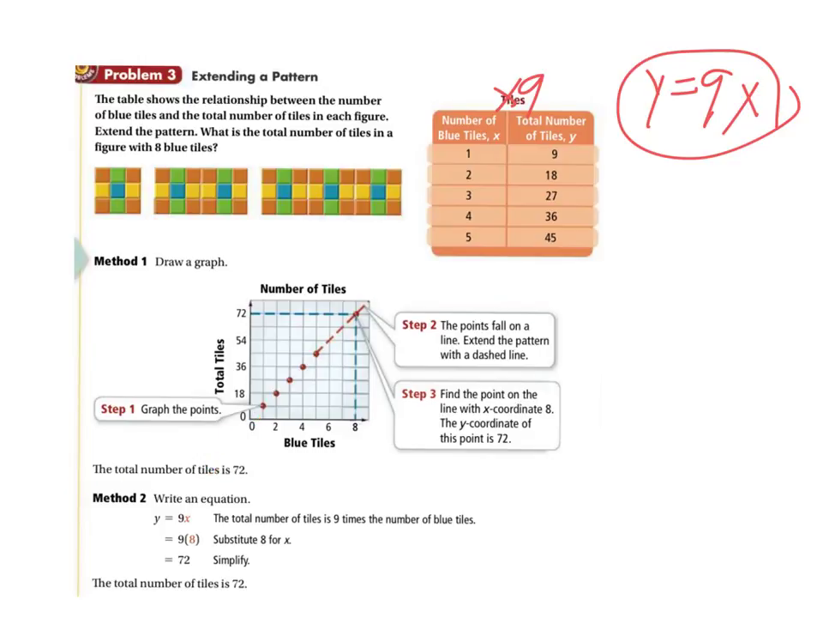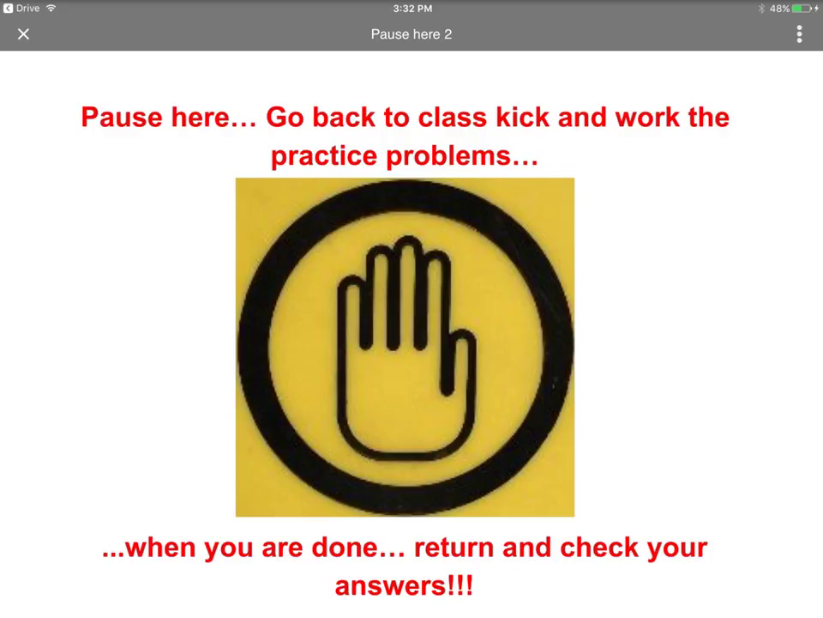Total number of tiles then. So if we extended that pattern all the way out, 8, technically times 9, is 72. 8 times 9 is 72. But again, you could do that with the graph. You drew the line, or extended the line rather, right, like this. You could go up and you could find that. Pause, go ahead and head into class kick.